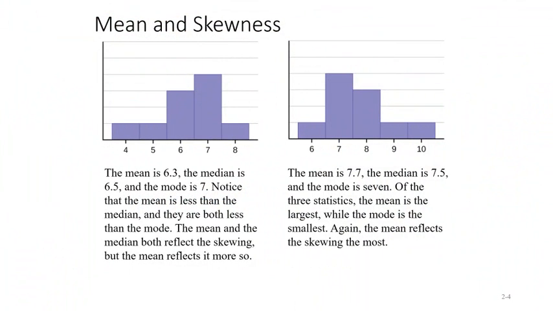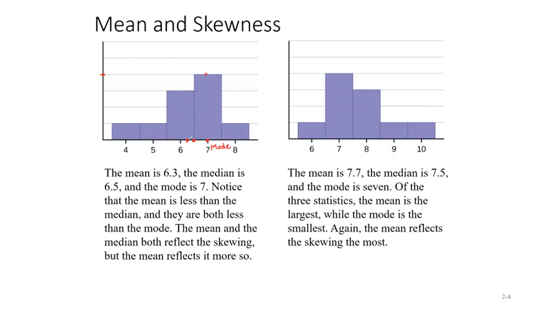We will be taking a look at the mean and skewness. Let's take a look at this example. For the left example, you do see that the distribution is skewed to the left. On the right example, you see a distribution that is skewed to the right. Now, right here, it tells you that the mean is 6.3, the median is 6.5, and the mode is 7. Okay, let's see if this makes sense. Mode is the most common value, so of course, it will correspond to the tallest bar. The easiest to be found for any distribution will be the mode, right?